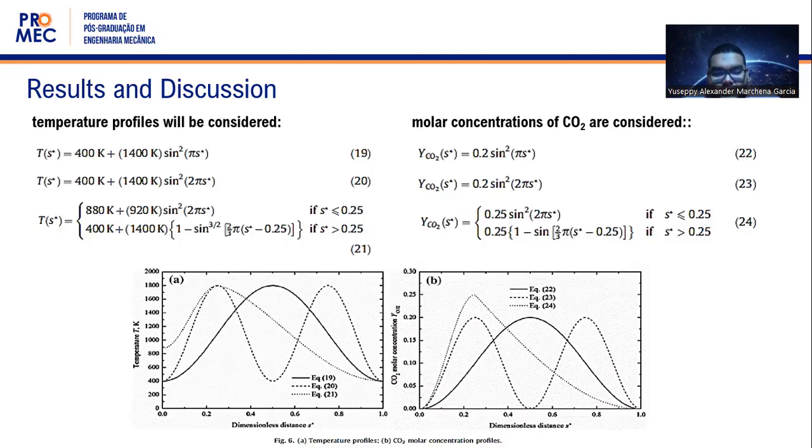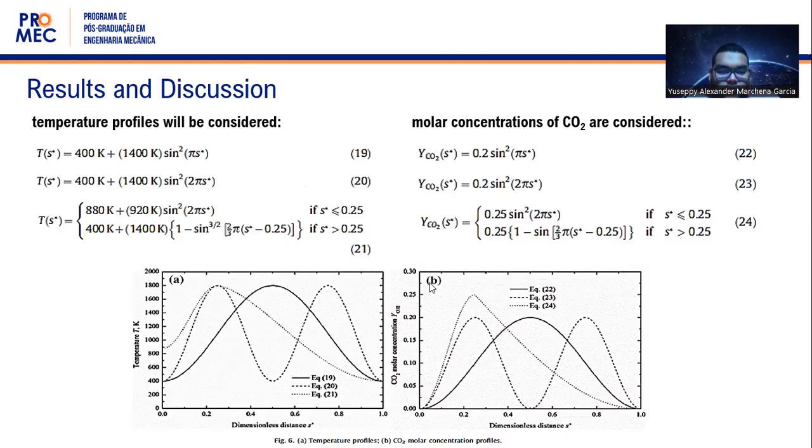in all the cases. The wall temperature is fixed at 1100 Kelvin and the wall concentration of carbon dioxide at 0.1, ensuring a common basis for comparison. Figures 6a and 6b show the temperature and concentration profiles employed.